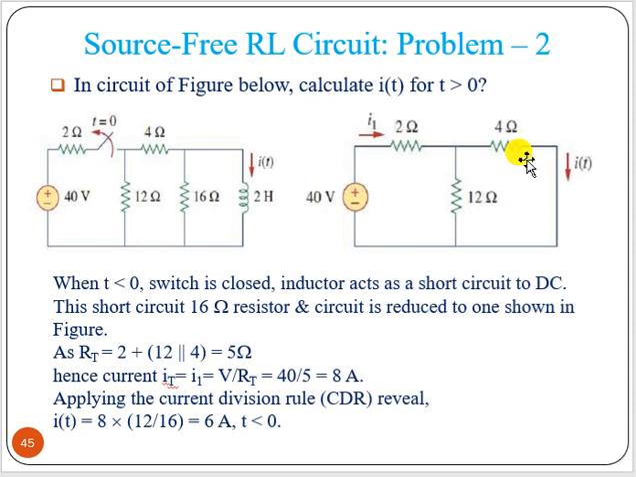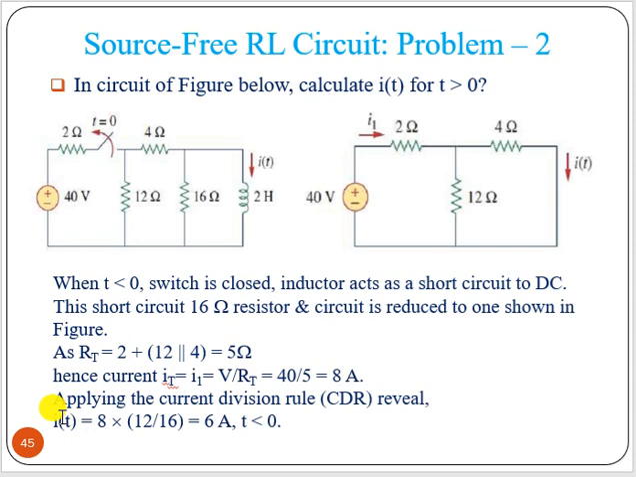Then what is the current flowing through this? This 12 and 4 are in parallel, and this is in series with 2 ohm. So total RT is 5 ohm. So I equals what? V by 5, 8 ampere.